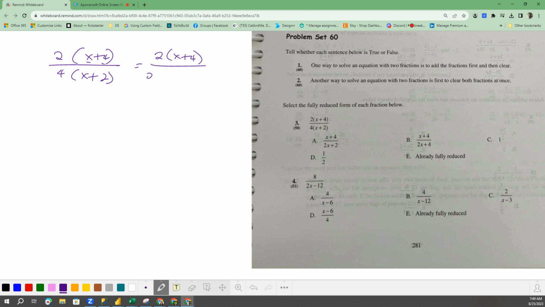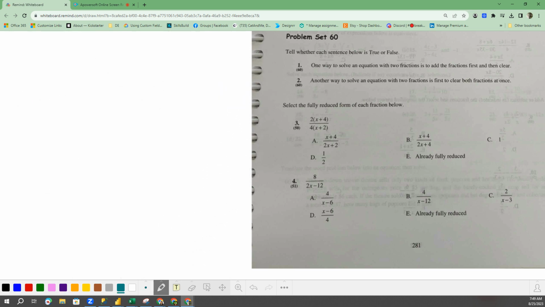The 4 is 2 times 2. And then the x plus 2, you can't really factor that anymore. But you can cancel out this 2 and that 2. And so therefore, whatever is left, that should be your answer.